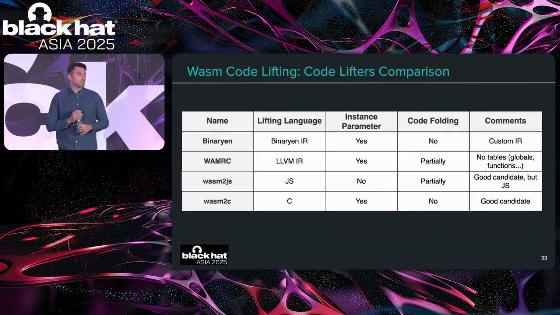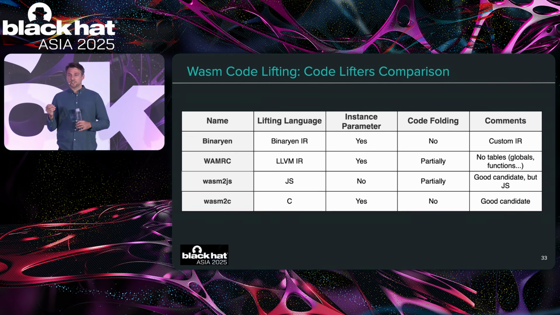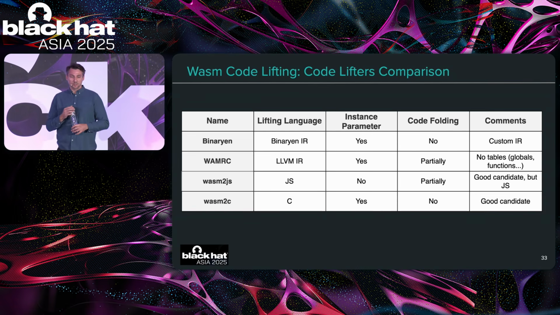And then we came across Wasm2JS. Here it lifts into JavaScript. At the beginning, it might look like it's not a good candidate, but if you looked at the JavaScript code, it was pretty clean. And it looks similar to pseudo C code. So you add some brackets, a semicolon, some gotos, and you could easily compile it, which was quite useful. And the code was already starting to fold. So we thought it's a good candidate.